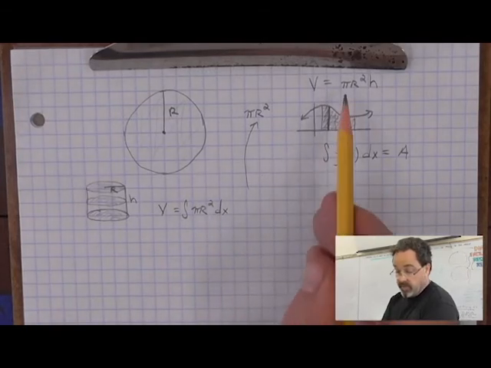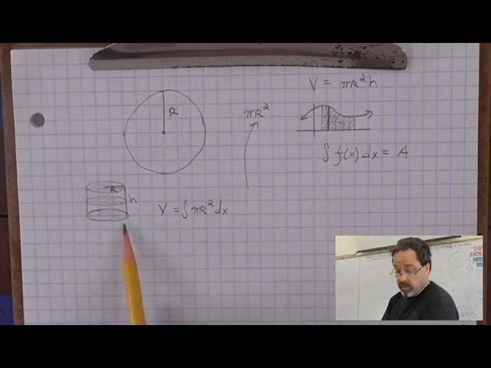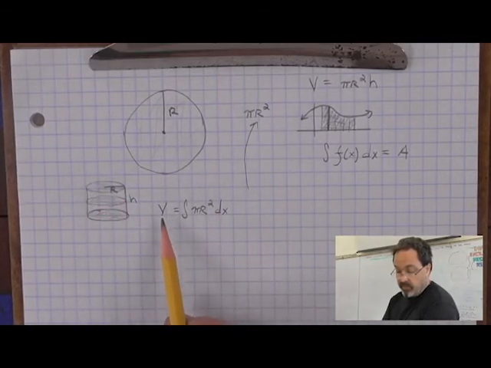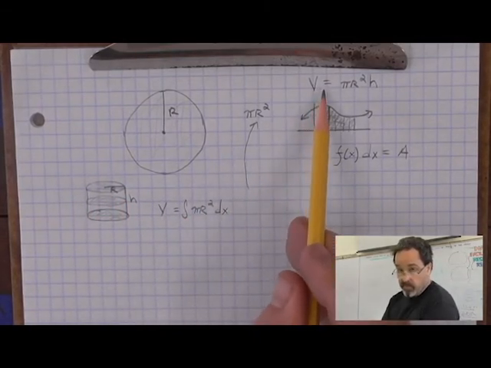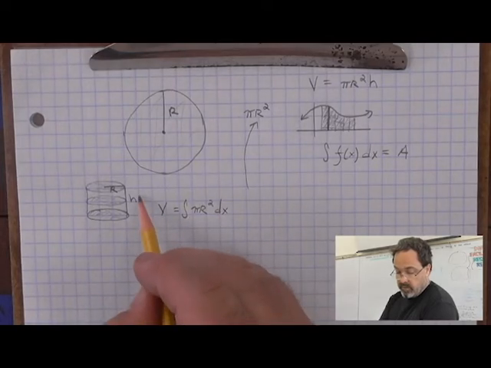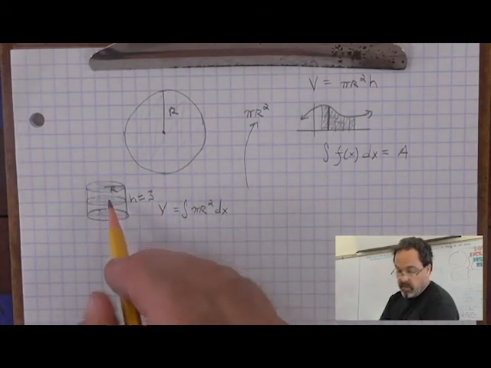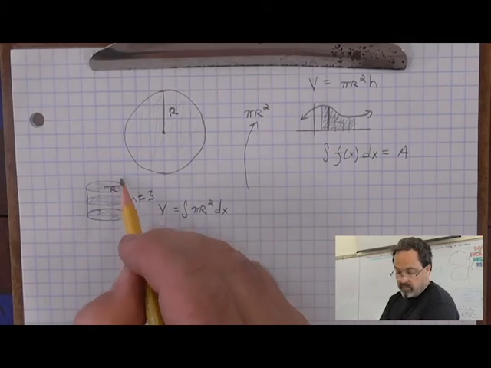Now we can test that this is working by assigning some measures to the volume and the radius, or the height and the radius of the cylinder, and we can calculate the volume with a formula that we're familiar with, and now the integral should be the same. So let's say that we have constructed a cylinder that has a height of 3 and whose base has a radius of 2.